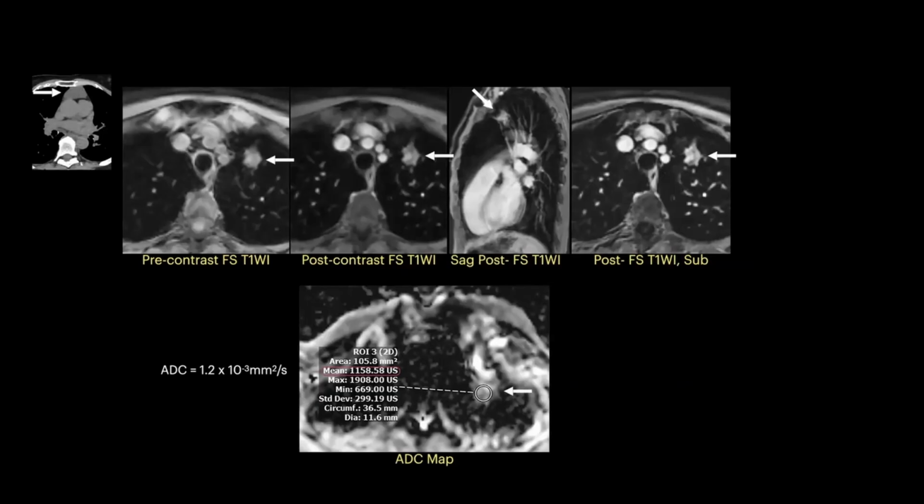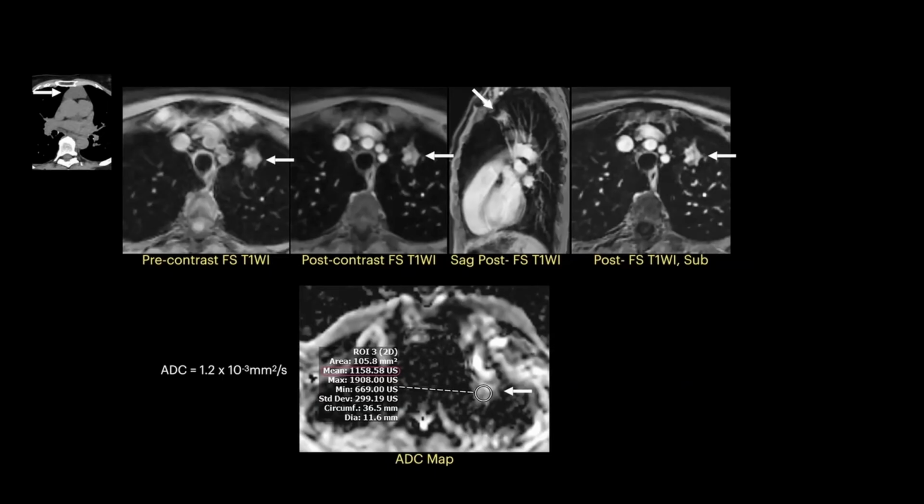but this was a benign unilocular cyst. But in the same patient higher up, look what we found in that left upper lobe, a spiculated nodule with a low ADC value of 1.2. So this is a very malignant appearing lesion in the left upper lobe, incidentally found during a thymic MR study.